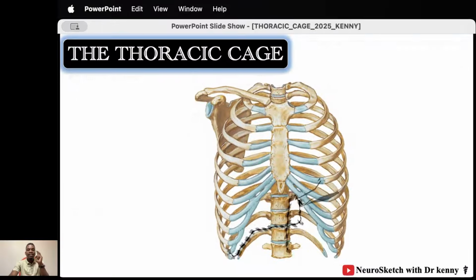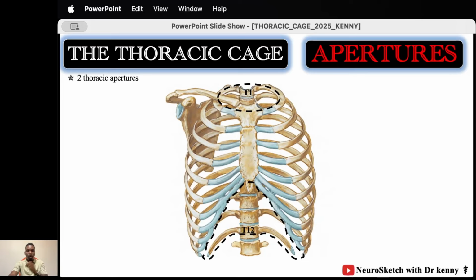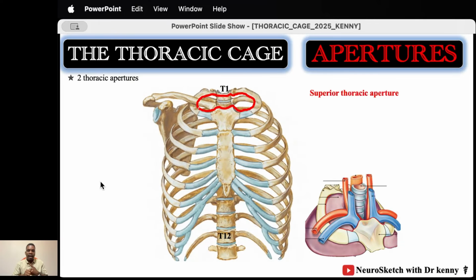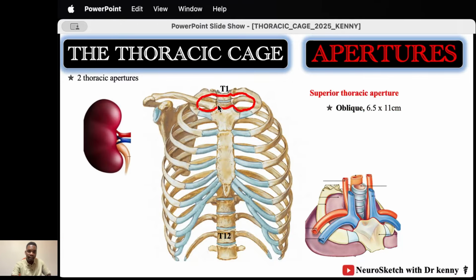The thoracic cage has two important apertures, two important openings. The first one is the superior thoracic aperture, and the other is the inferior thoracic aperture. Let's start with the superior thoracic aperture. It is kidney shaped, oblique, and it measures about 6.5 centimeters in anterior posterior diameter, but on the transverse plane it measures about 11 centimeters.